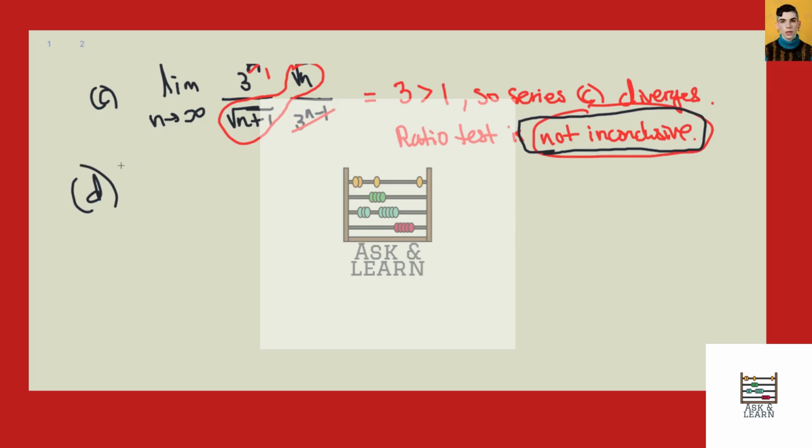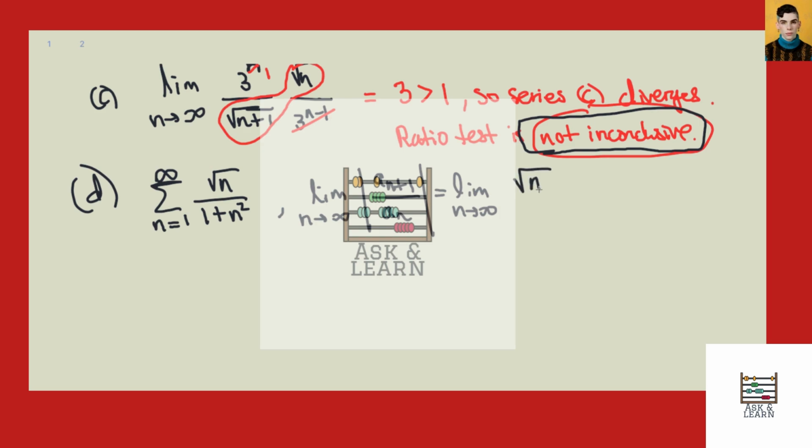And let's see what part D says. So this series was from 1 to infinity. Radical n, 1 plus n squared in the bottom. So now we look at the limit a_(n+1) over a_n. So let's start writing this out. So here's my a_(n+1). And divide that by a_n.